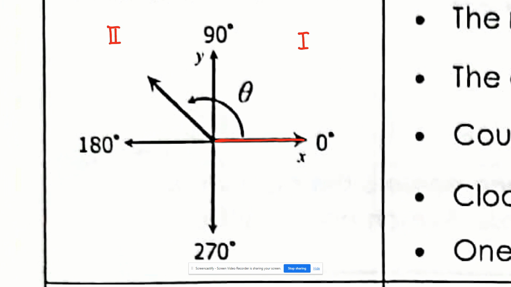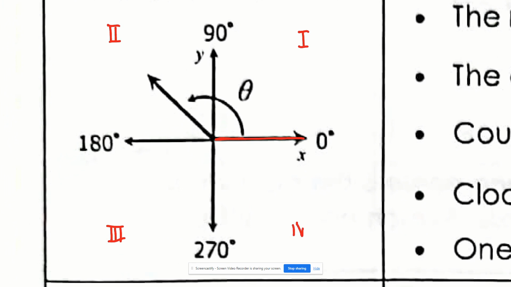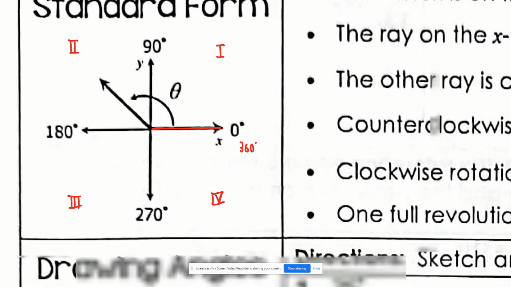Then we keep on coming around. This is quadrant 3 from 180 to 270 degrees. Finally, finishing us off at quadrant 4, which is from 270 degrees to what? 270 to 360. So right off the bat, we know that that positive x-axis, not only is that considered 0 degrees, it also can be considered what? 360 degrees.